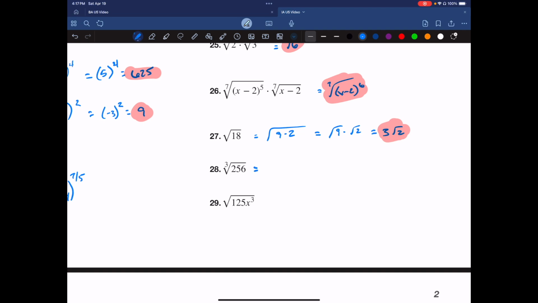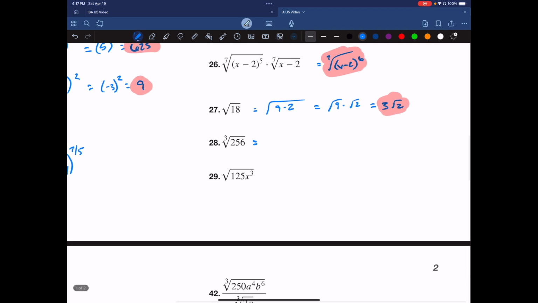All right, cube root of 256. Well, I don't know the cube root. 256 doesn't have a cube root, so maybe I can simplify it. And it turns out I can take the cube root and do 64 times 4. Well, the cube root of 64 is 4. So I can say 4 times the cube root of 4. And that's the simplified version of what I started with.